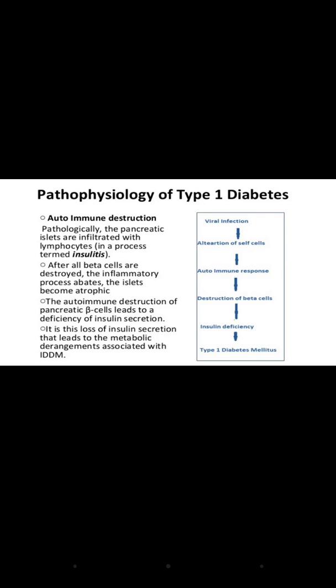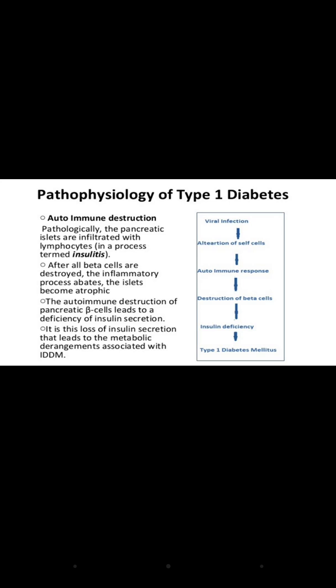Now when there is destruction of the beta cells, there will be deficiency of insulin secretion. It is this loss of insulin secretion that leads to the metabolic derangements associated with insulin dependent diabetes mellitus. In the flowchart also, because of any viral infection, there is alteration of the normal cells. Then an autoimmune response will take place. There will be destruction of beta cells, insulin will not be produced, there will be deficiency of insulin, and this is called type 1 diabetes mellitus.